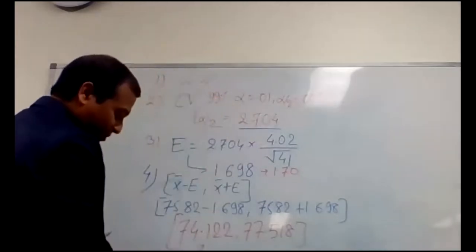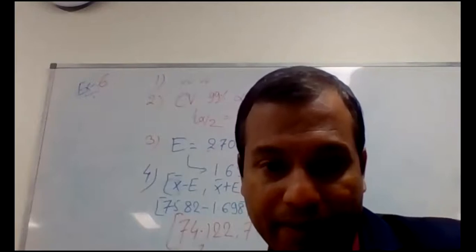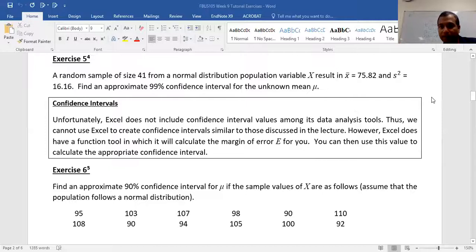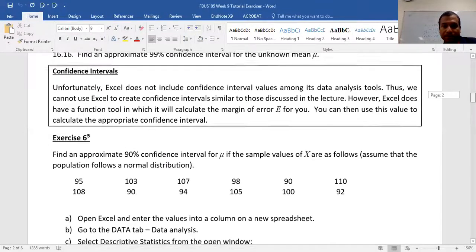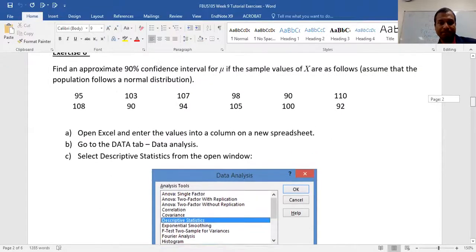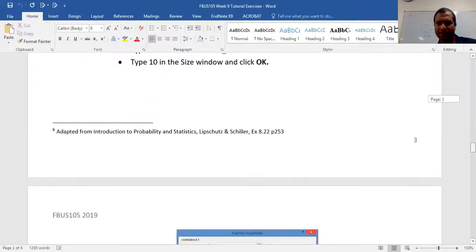Is it the same on the population mean or something different? Let me open that one. The next question. We're running out of time, but it's okay. Exercise number 6. Okay, let's do this one. Find a 90% confidence interval for mu for the sample values given. It's better to do this one with the Excel sheet, I think.